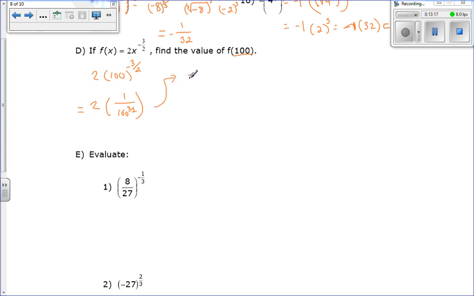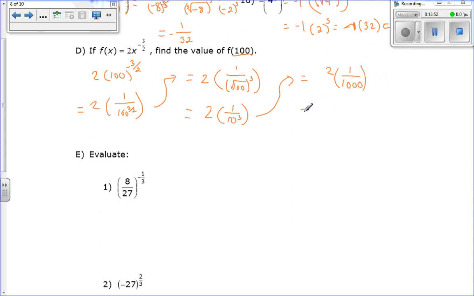Here, so we'll have 2 times 1 over, that's the square root of 100 raised to the 3rd power. Well, the square root of 100 is 10, and I need to raise that to the 3rd power. So we have 2 times 1 over 10 to the 3rd power is 1,000.